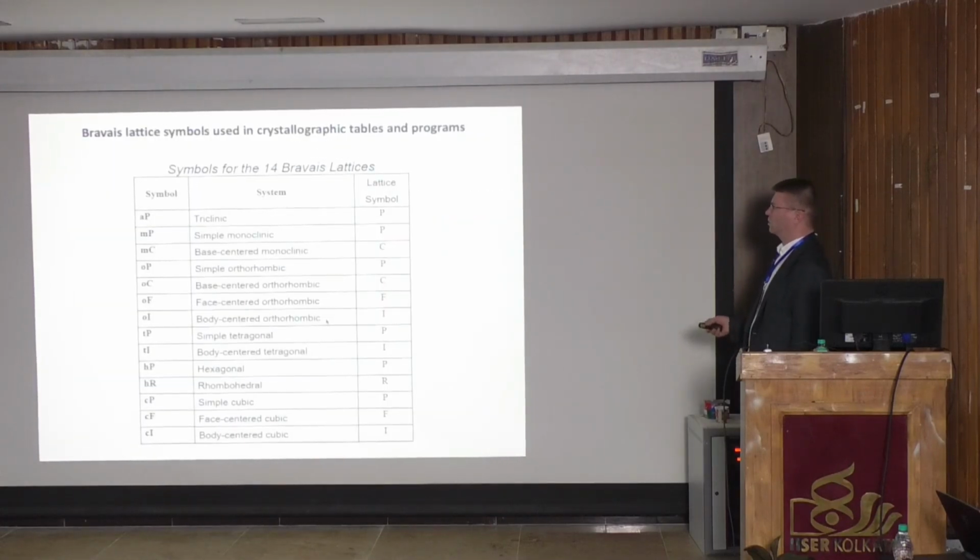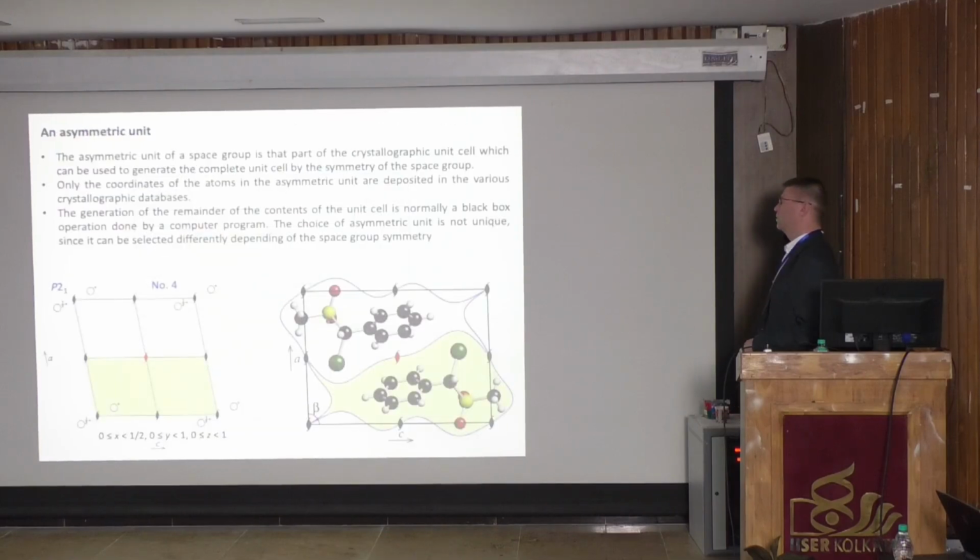This is a short combination. If you're using an instrument, you might see these kinds of things in there. The mP means simple, primitive monoclinic. oP means simple, meaning primitive orthorhombic. oI is body-centered orthorhombic, and so on and so on. But again, nowadays these are more or less automatically outputted by the instrument.